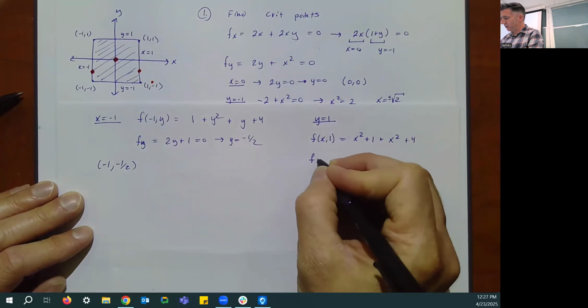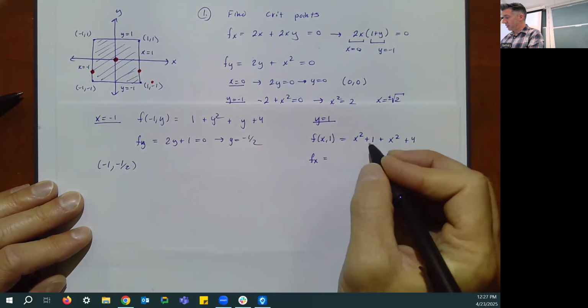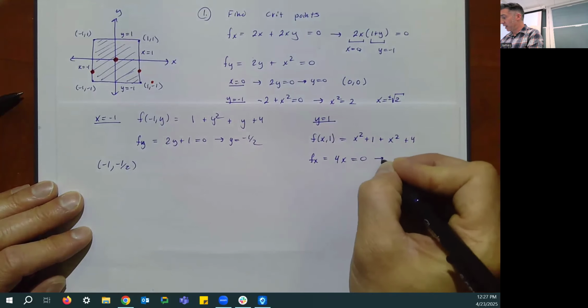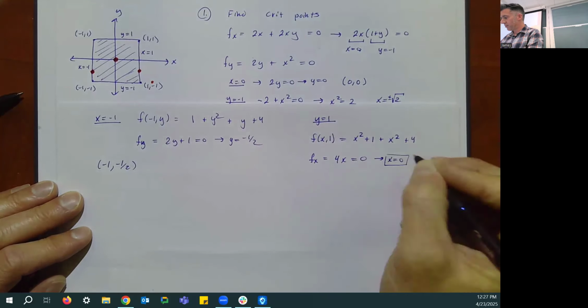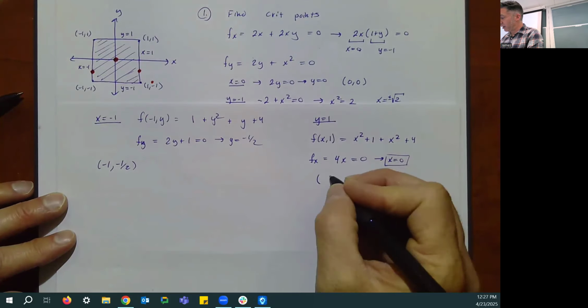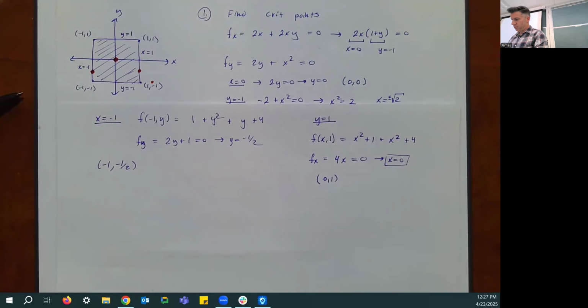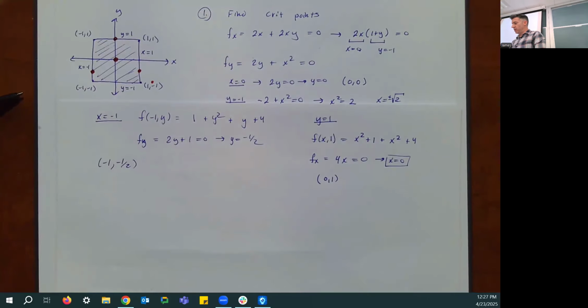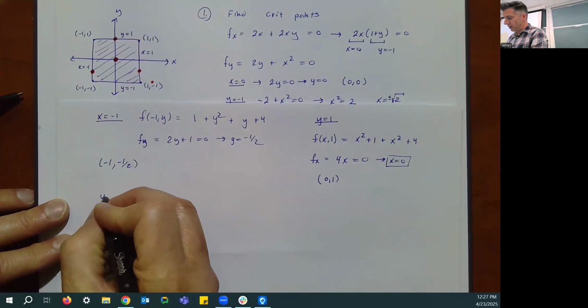We take the partial derivative with respect to x now. It's going to be 2x plus 2x, which is 4x. Set that equal to 0. We're going to get x equal to 0. So we have a critical point, I should say a boundary critical point at 0, 1. Looking up here. And finally, our last boundary, we set y equal to -1.